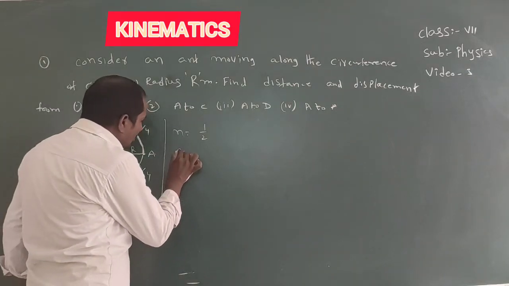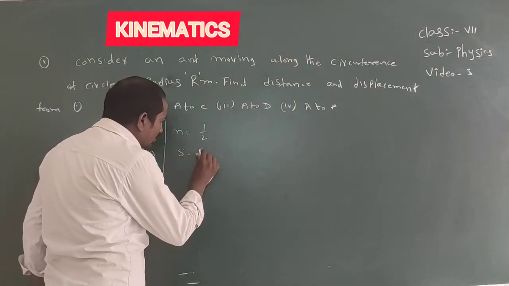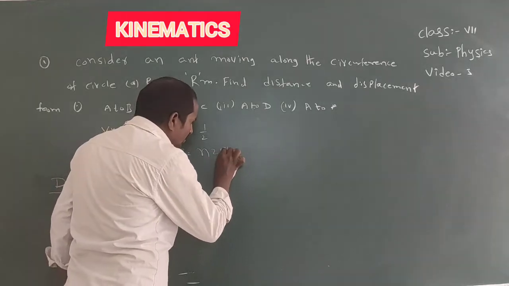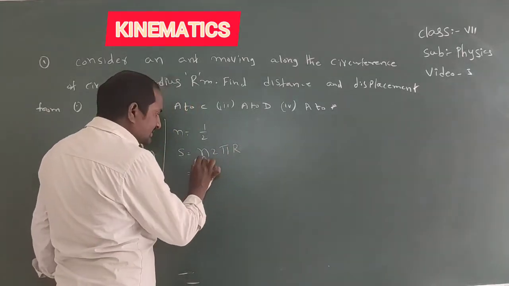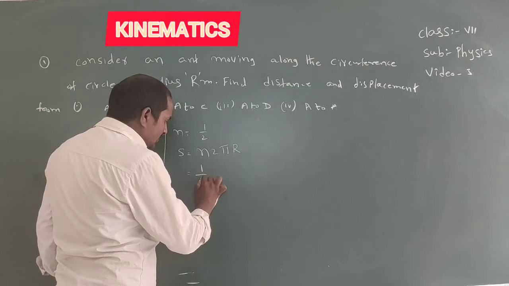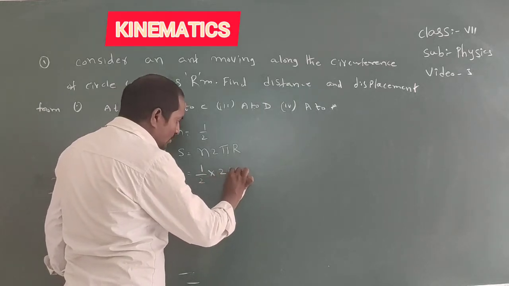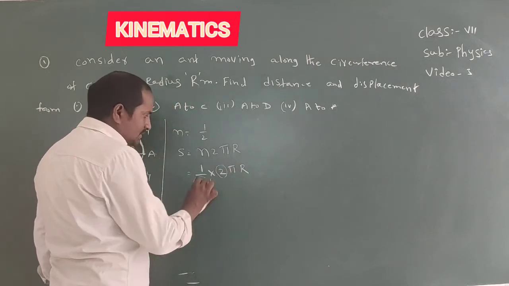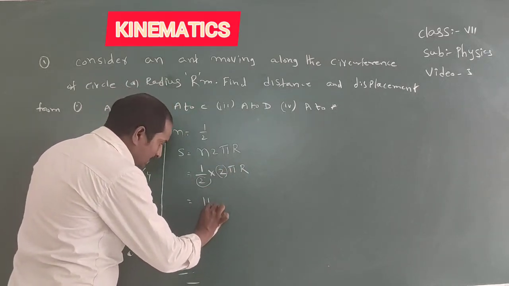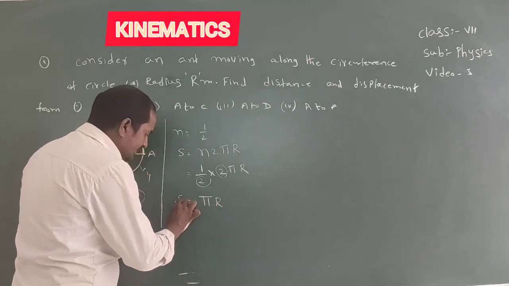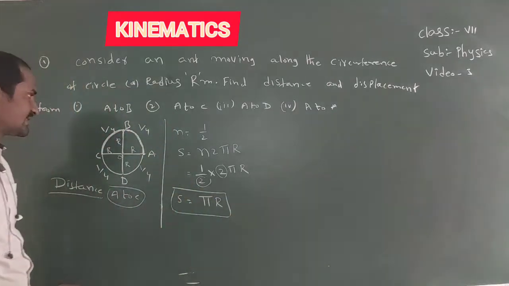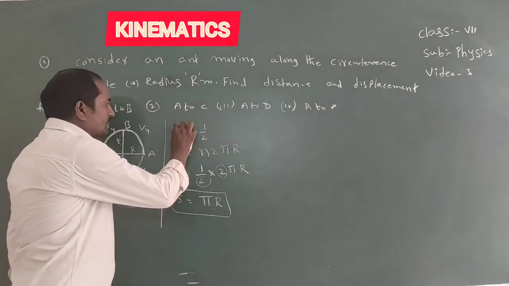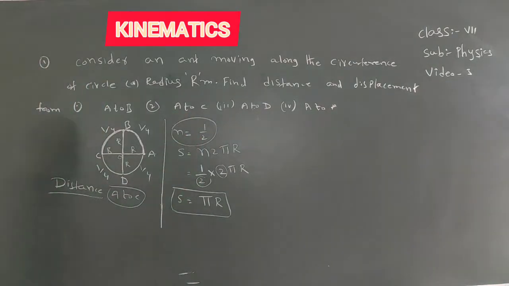So we know that if a body is moving in a circular path, then distance equal to n into 2 pi r. So what is the n value here? 1 by 2. So 1 by 2 into 2 into pi r. So here the 2 cancels, that equals pi r. It is the distance. If a body is revolving in a circular path 1 by 2 times, then distance equal to pi r.